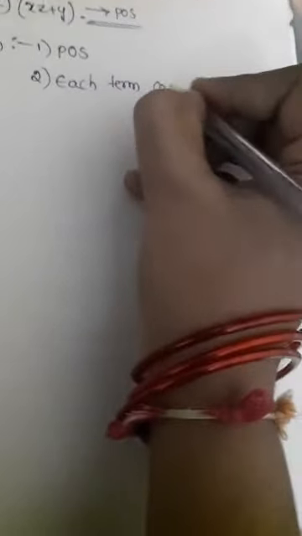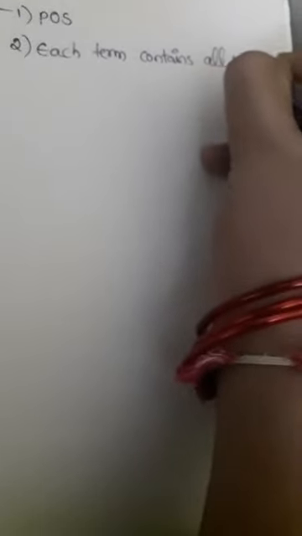Okay, so now we'll follow some rules here also in the same way. In sum of min terms, the first rule is that it is applicable for SOP. So here the first rule is that it is applicable for the POS function. So this is already a POS function. And the second thing is that each term must and should contain all variables. That is the second rule.